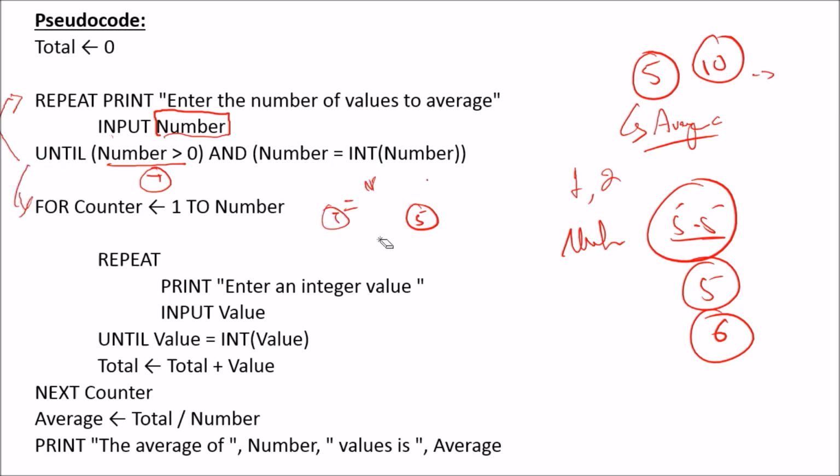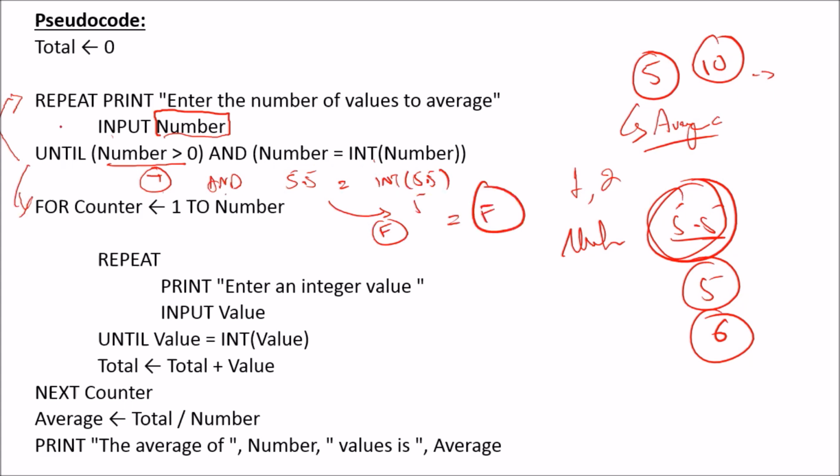Otherwise, suppose I enter 5.5 here. So this is true, and this is 5.5 and int is making it 5. So is 5.5 equal to 5? No, it is false. So true and false is actually making the condition false. So if it is false, it will go back to the loop and will ask you to enter the value for the average again: how many numbers do you want? That's not relevant. Okay?